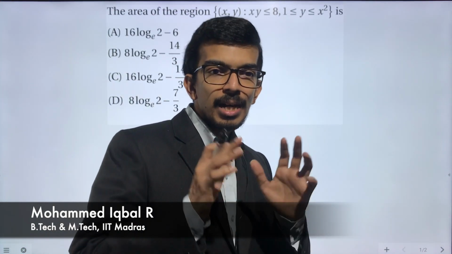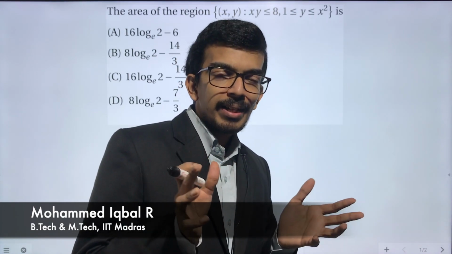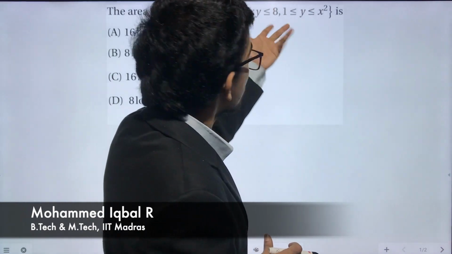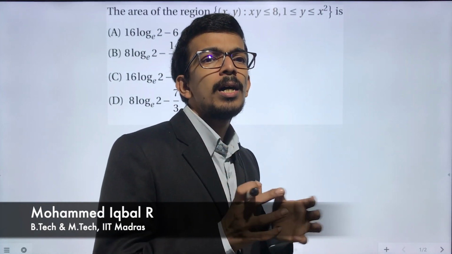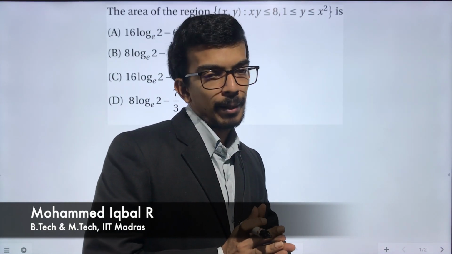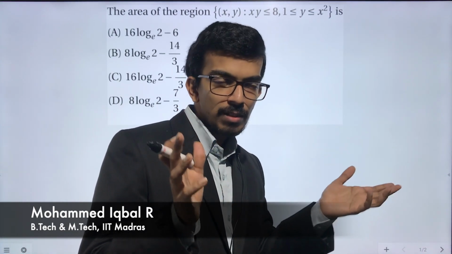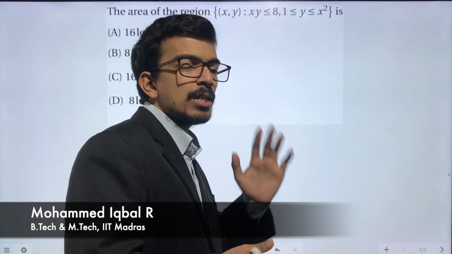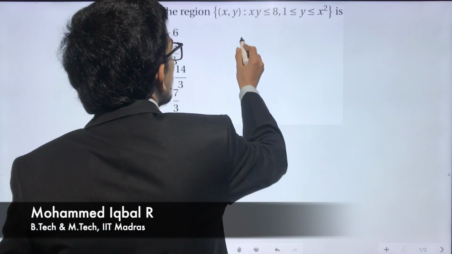We have an area which is represented as the collection of ordered pairs (x, y). So it's basically a region in the 2D plane. We need to figure out what that region is, and afterwards you have to find the area bounded by that region. So it's a very straightforward question. Let's see what are the curves given here.